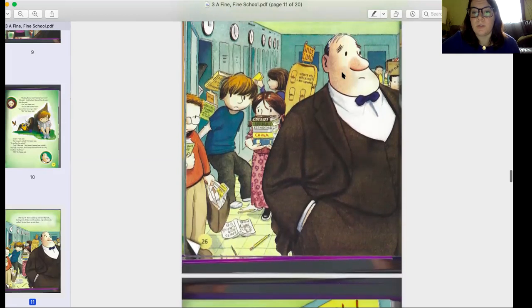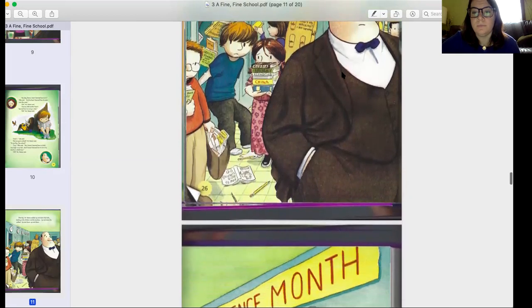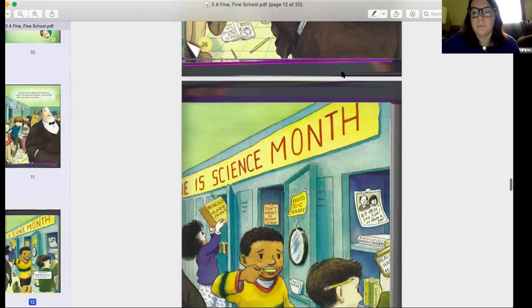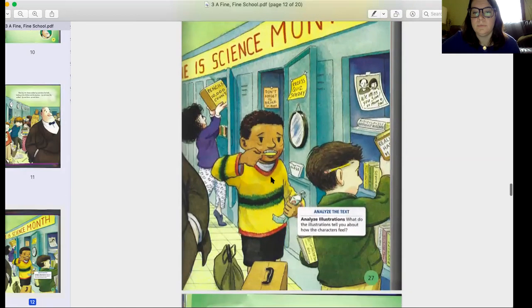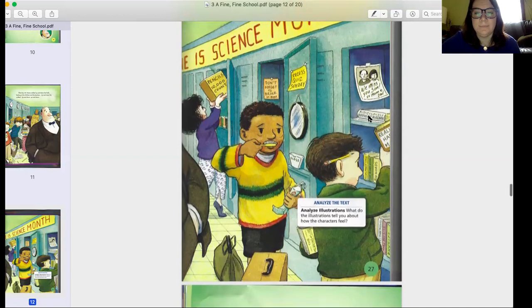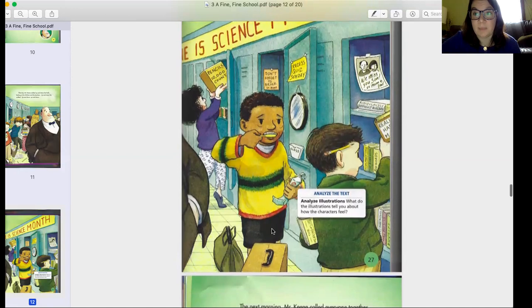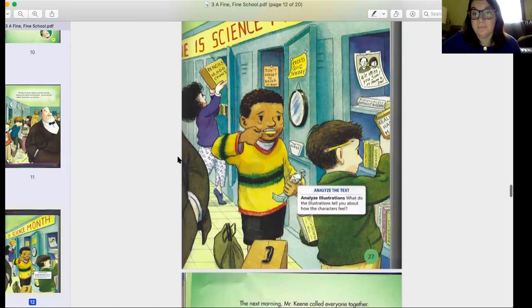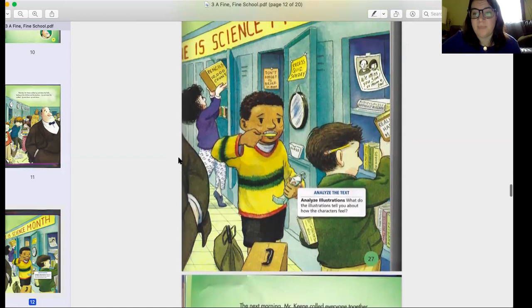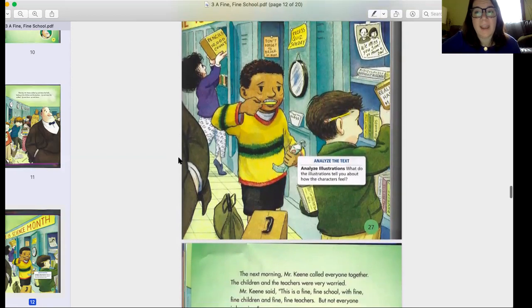What do we see in these pictures? This one's a good one. Look how tired he looks. Look here. "We miss you, son. Love, Mom and Dad." This question here, what do the illustrations tell you about how the characters feel? They probably feel tired, overwhelmed, maybe a little depressed. They don't look very happy.